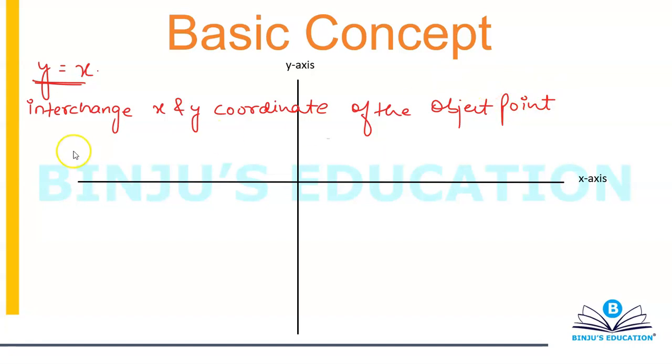For example, let's suppose you have a point P having coordinates 6, 8, and you want to take reflection of this point along the line x is equal to y, or along the line y is equal to x. What you will simply do is interchange the two coordinates. So your image coordinates will simply become 8, 6. That is all that you have to do. Nothing else is required.